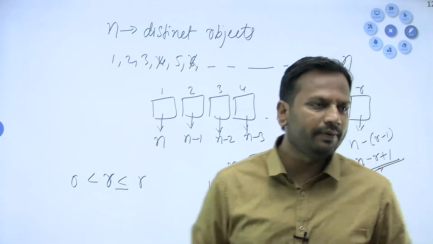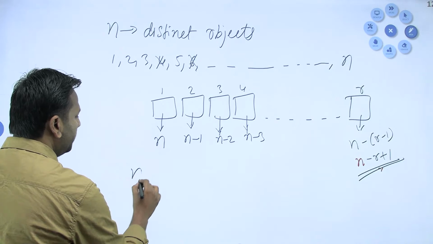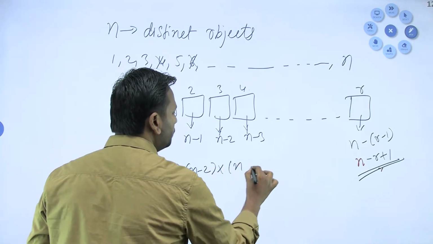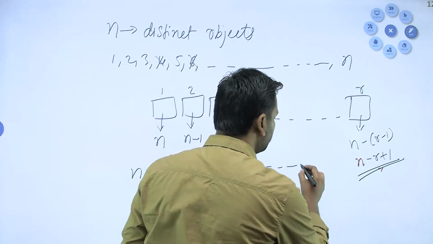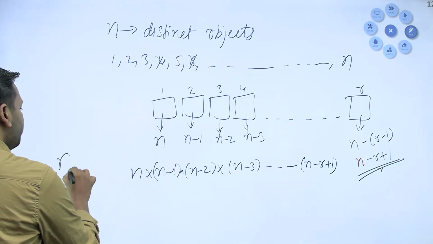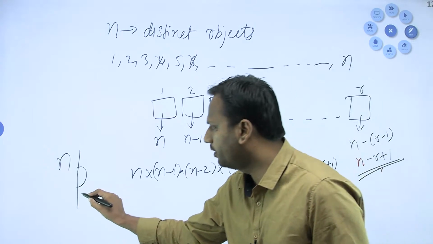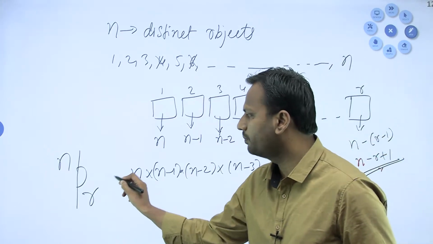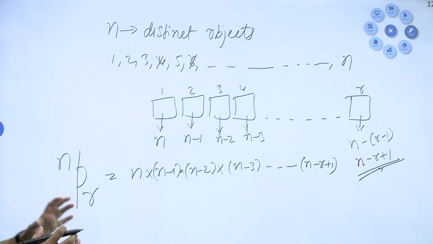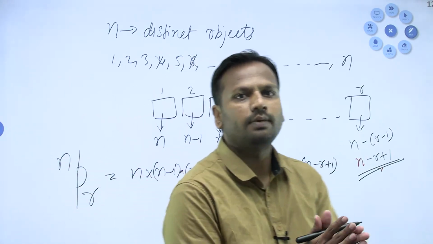Got it now? So now by the FPC rule, what do I have to do? By the FPC rule, I have to do n into n minus 1 into n minus 2 into n minus 3 into so on up to. If you further simplify this, what do you get? N minus r plus 1 value, right? By the FPC rule. So out of n distinct objects, you are forming r number, r objects you are arranging there. Out of n distinct objects, r number of objects you are arranging at a time. It is given as n into n minus 1 into n minus 2 into n minus 3 into so on up to n minus r plus 1.